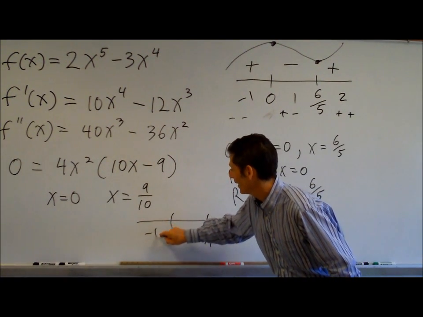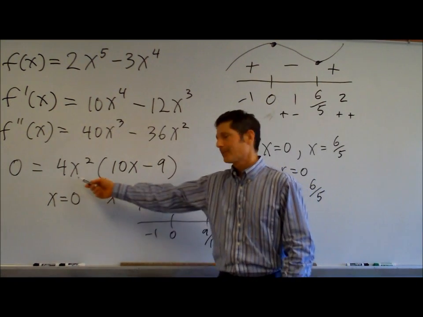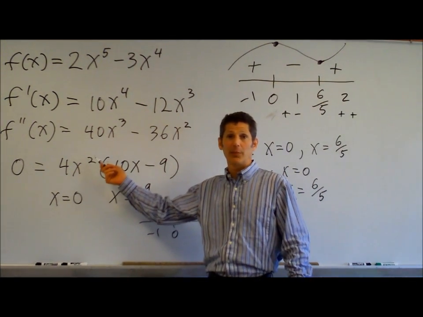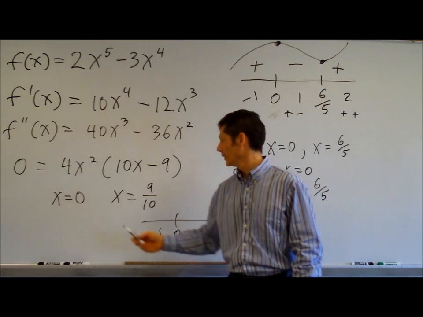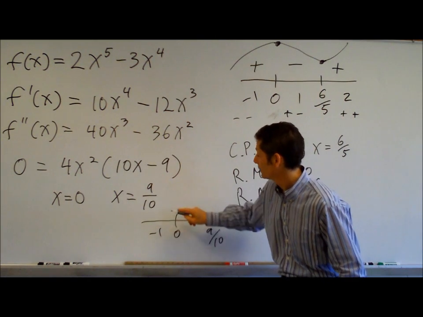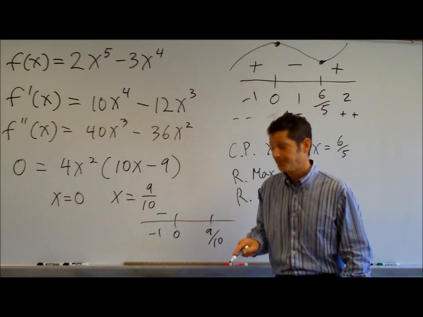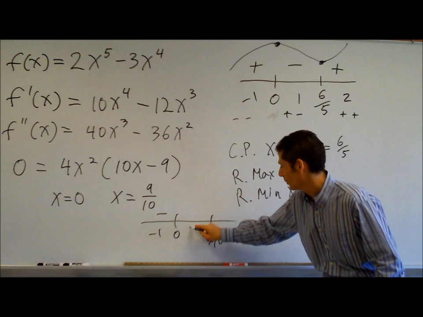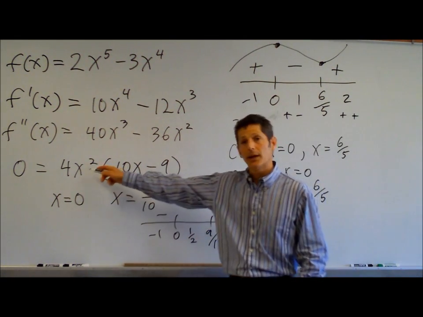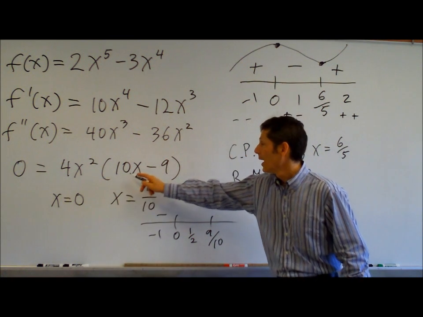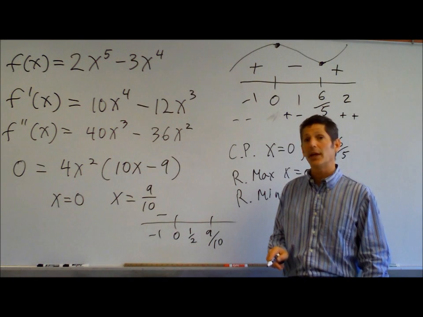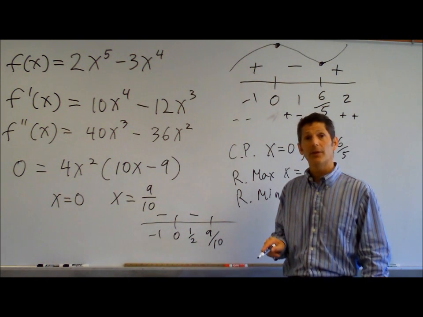So I'll put in a -1, and pretty much anything I put in here, I'm squaring it. That's going to be positive. Times 4, it's definitely going to be positive. I'll put in a -1 for this. That's going to be negative. Positive times negative is negative. What should I put in? A 1/2? I think that will work just fine. Again, it's going to be positive. 1/2 of 10 is 5, minus 9 is negative. Positive times negative is negative.